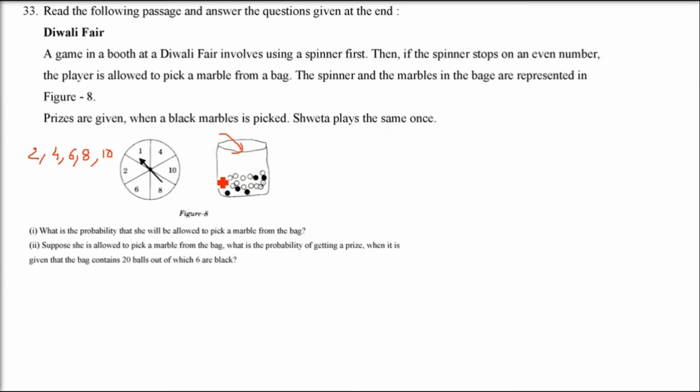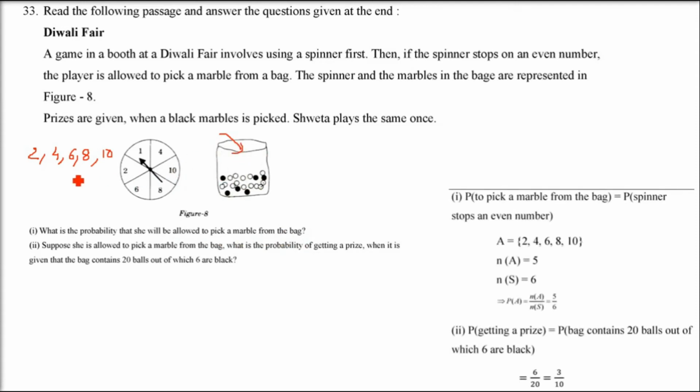Shweta plays this game. What is the probability that she will be allowed to pick a marble from the bag? So first of all, before going to marble, she has to get even number here. So what is the sample space? Total possibility, total all cases. 1, 2, 4, 6, 8, 10. So 6 in all. There are 6 total possibilities. And what are the favorable? Only 1 will not come. So 1 is not a favorable case. Only 2, 4, 6, 8, 10, even numbers. So 5 are the favorable cases. So 5 by 6, number of favorable cases divided by number of all cases.